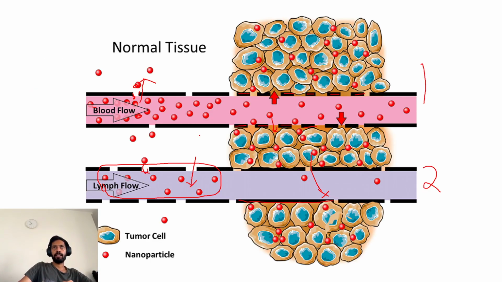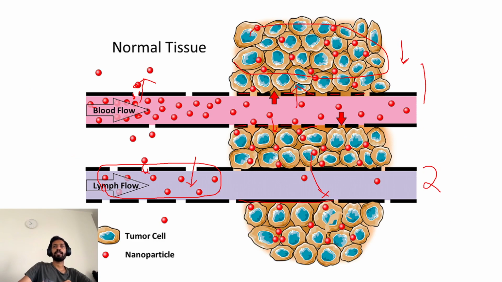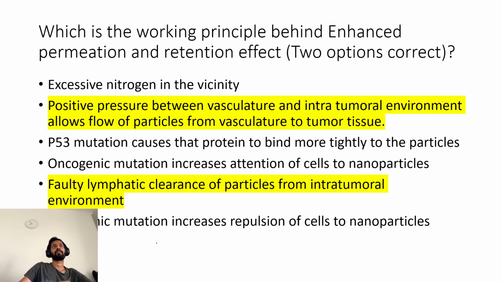And yeah, there's a lot of positive pressure, especially because the mass of cells is too high and the amount of extracellular fluid initially, at least, would be too low. So there's a lot of pressure to drive extracellular fluid out. So that's positive pressure, and the other option is faulty lymphatic clearance of particles from intratumoral environment. Yeah, as we've discussed, the lymphatic clearance is quite slow and faulty. So that's the EPR. Okay.